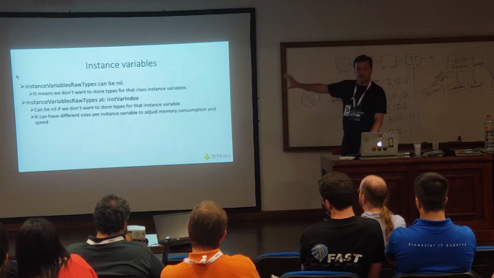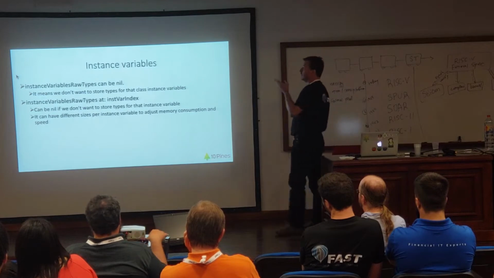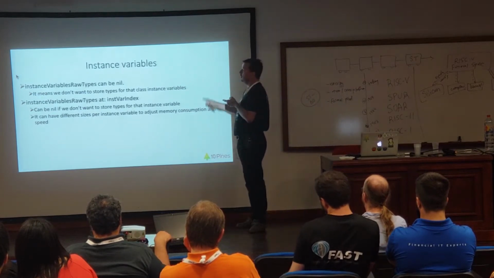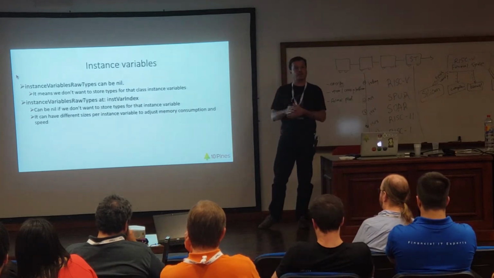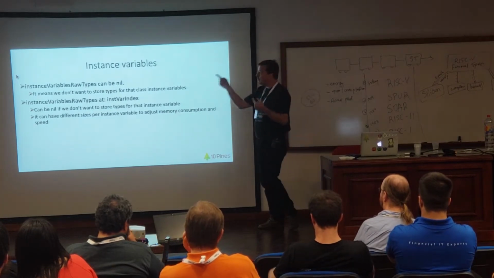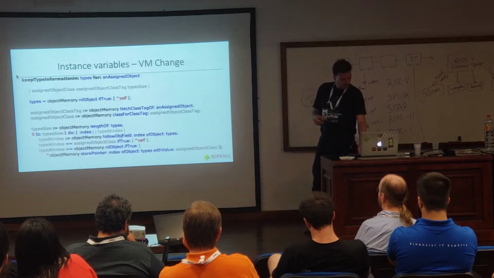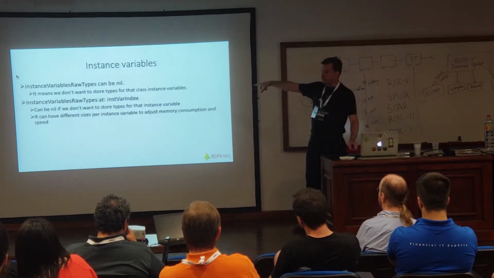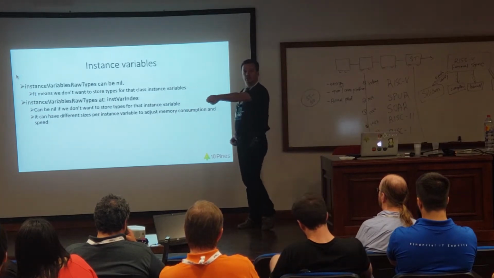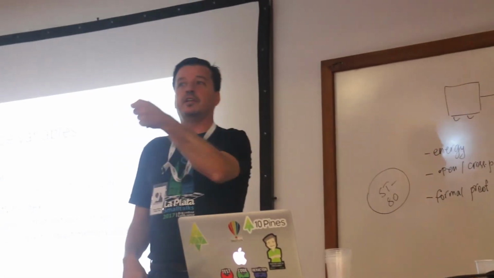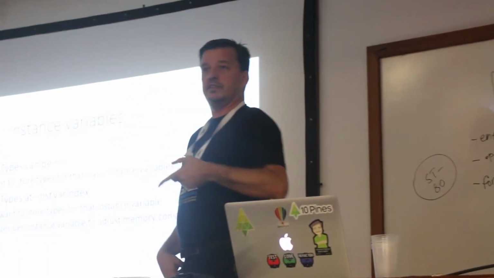So it's very simple. It's just that. As I said, if instance variable row types is nil, it means that you don't want to store types for that particular class. And if one of the elements of the array is nil also, so it's not pointing to another array, it means that you don't want to store information for that particular instance variable.